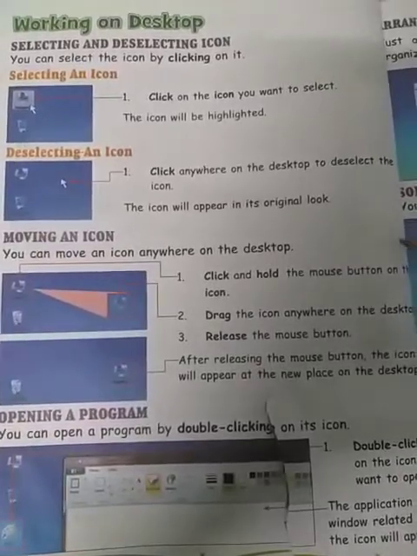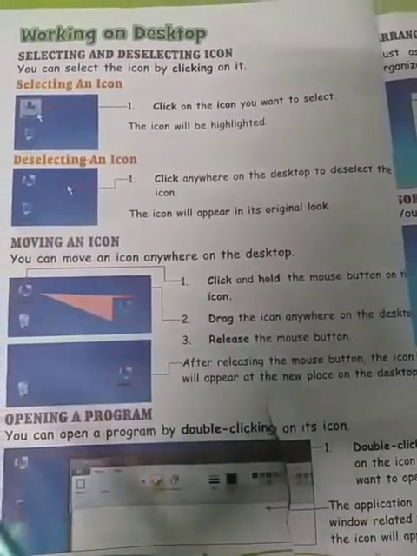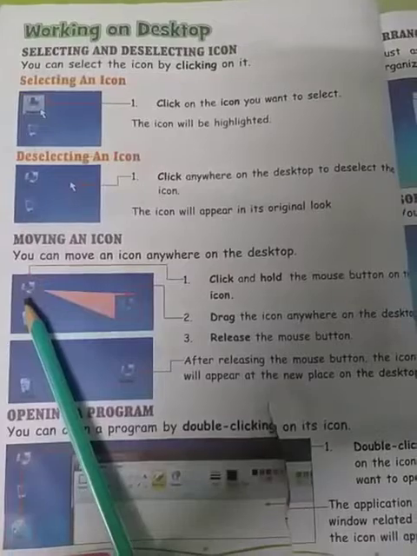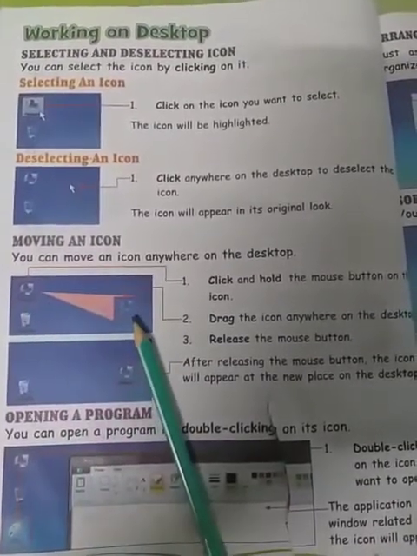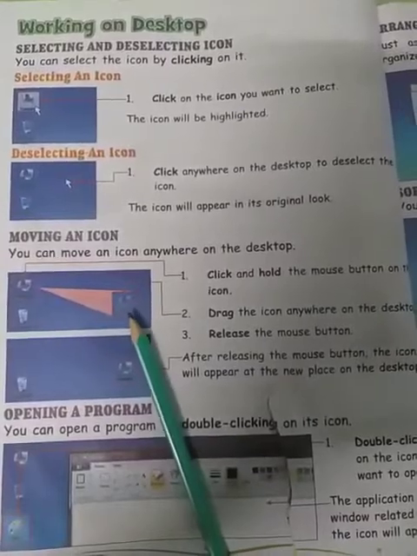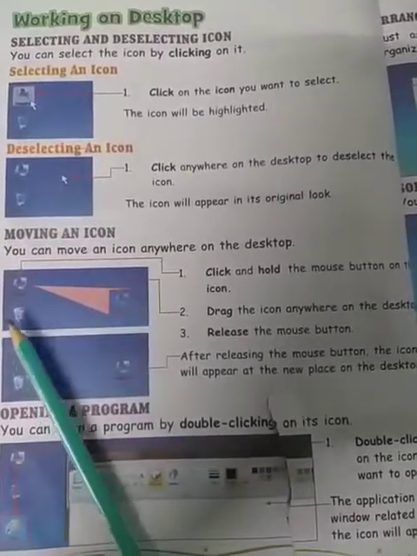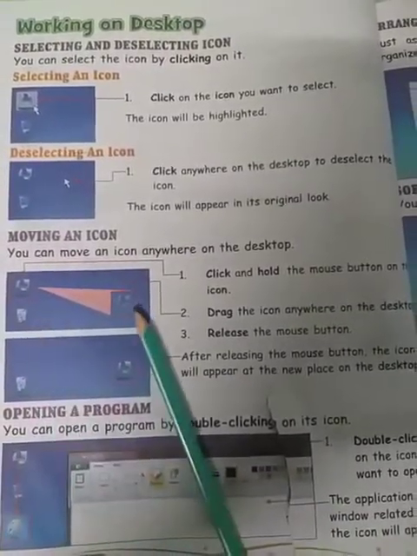To move an icon, we will click and hold the mouse button on the icon which we want to move. Then we will drag this icon to the place where we want to keep it and release the mouse button there. Our icon will be moved from the original place to the new one.